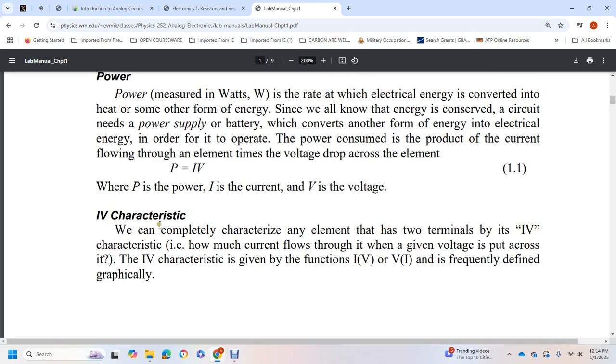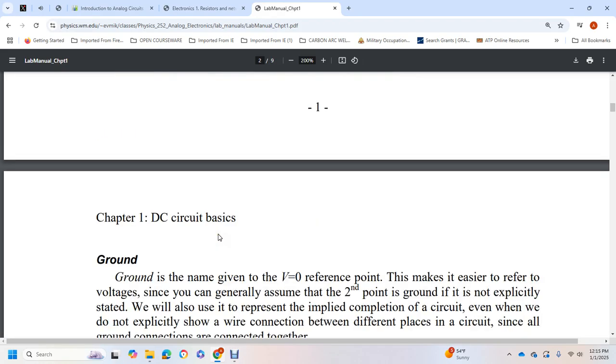Alright, I-V, or current-voltage characteristics, completely characterize any element with two terminals. How much current flows through it, given the voltage across it? The characteristic is given as a function I of V, and is frequently defined graphically.